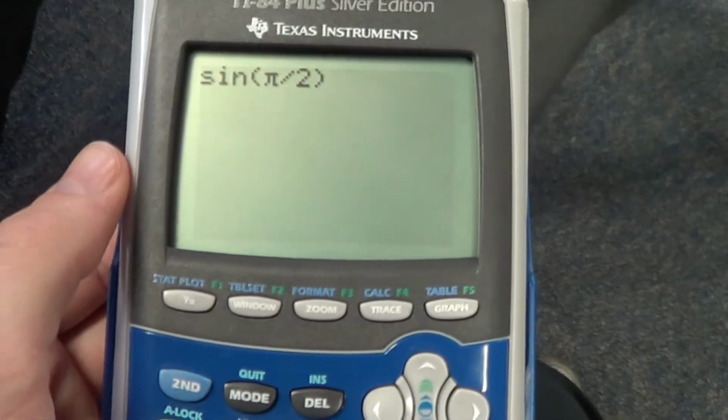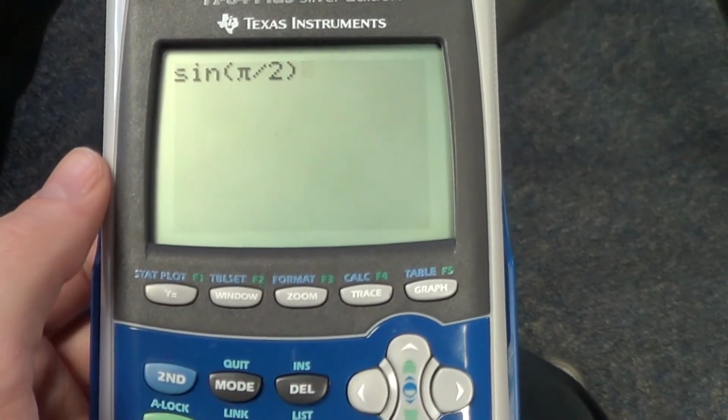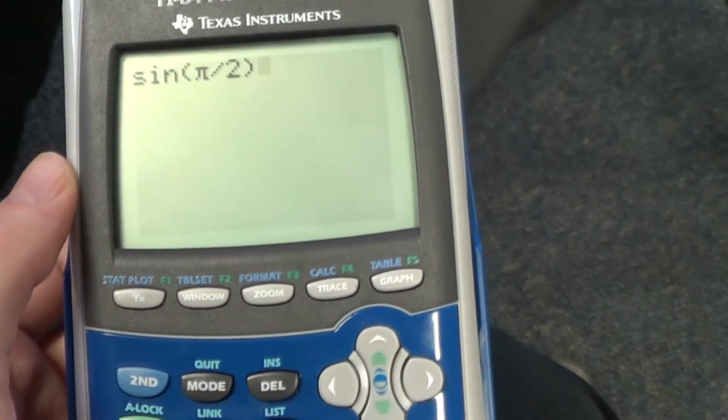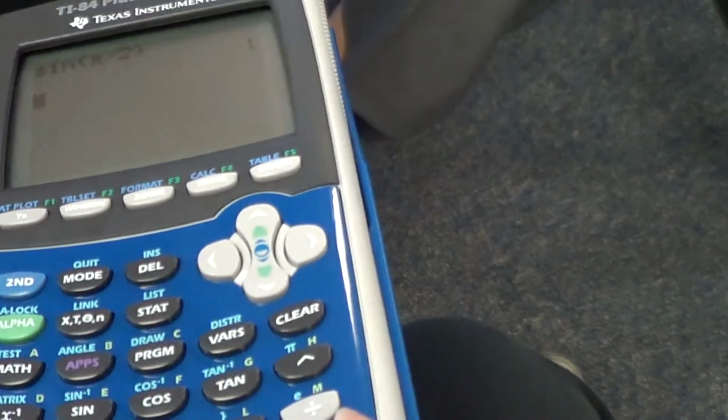Like imaginary number. And remember when we talked about e? I remember you talking about it. I don't remember what it is. The natural number. And then hit enter, and then it will give you the number.